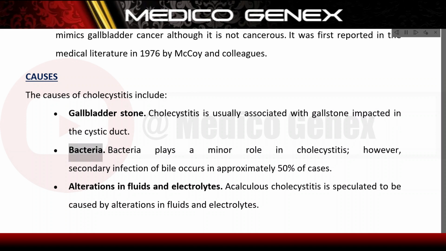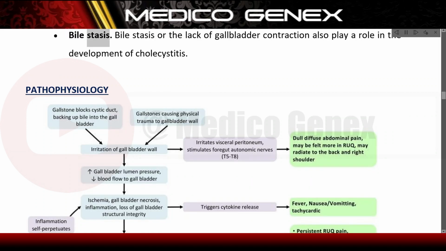Bacteria. Bacteria play a minor role in cholecystitis, however, secondary infection of bile occurs in approximately 50% of cases. Alterations in fluids and electrolytes. Acalculous cholecystitis is speculated to be caused by alterations in fluids and electrolytes. Bile stasis. Bile stasis or the lack of gallbladder contraction also plays a role in the development of cholecystitis. Pathophysiology.